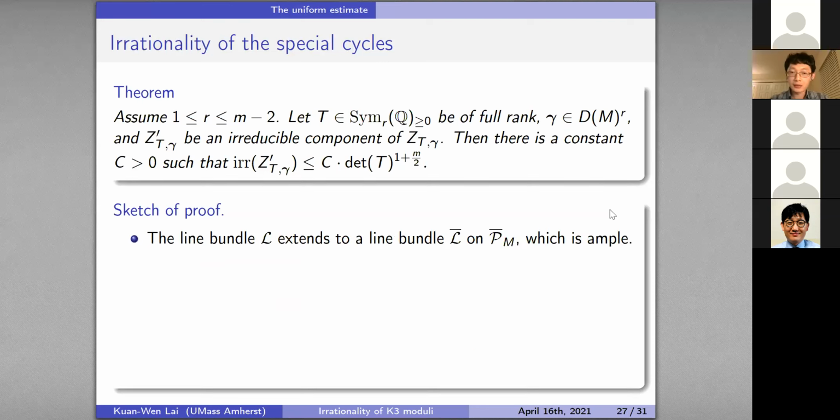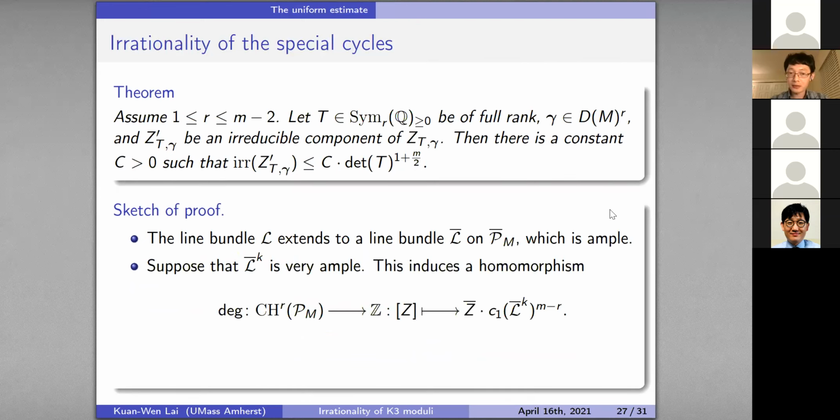And this allows you to, so first of all, you take the line bundle L defined before, you extend it to the compactification. And it's well known that this is ample. So let's just fix some K so that this is very ample. So this gives you some projective embedding.